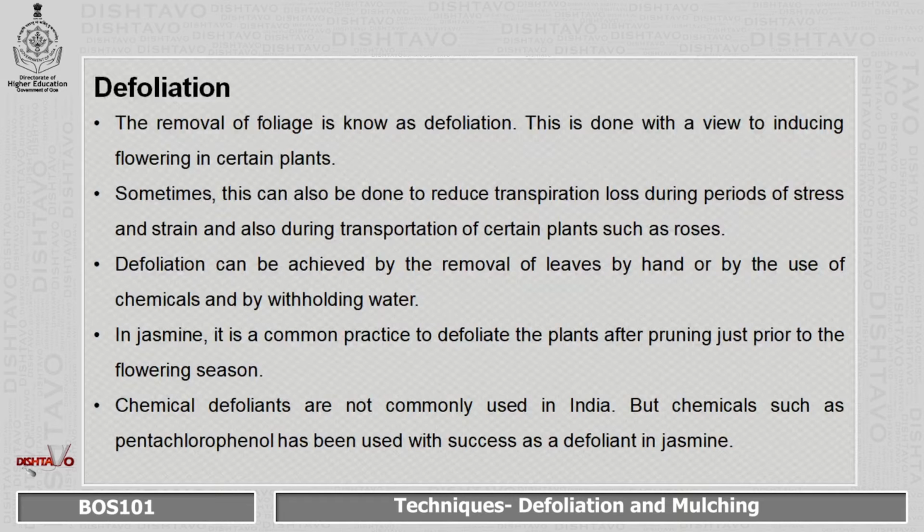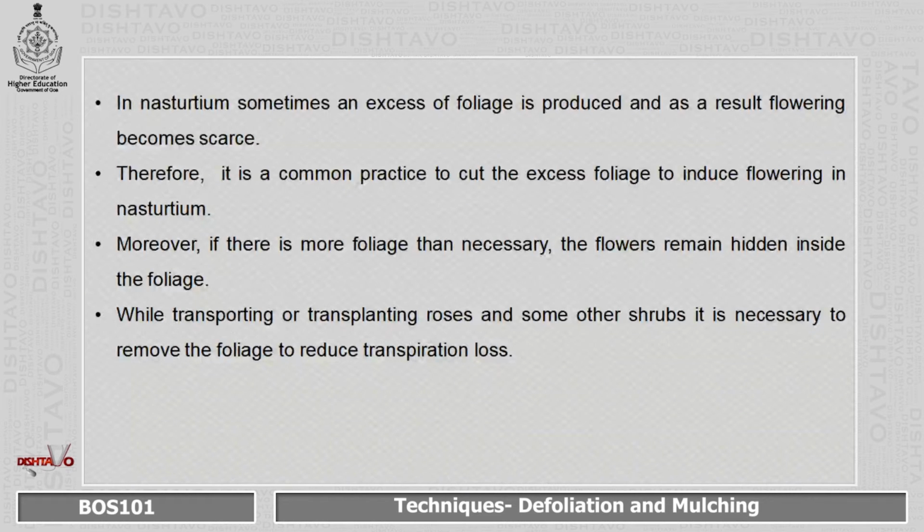Chemical defoliants are not commonly used in India, but chemicals such as pentachlorophenol have been used with success as a defoliant in jasmine. In nasturtium, sometimes an excess of foliage is produced and as a result flowering becomes scarce. Therefore, it is a common practice to cut the excess foliage to induce flowering in nasturtium. Moreover, if there is more foliage than necessary, the flowers remain hidden inside the foliage. While transporting or transplanting roses and some other shrubs, it is necessary to remove the foliage to reduce transpiration loss.